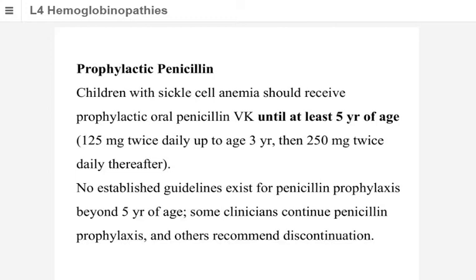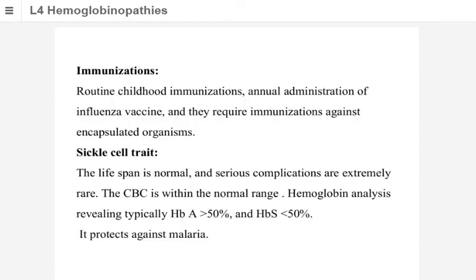Prophylactic penicillin. Children with sickle cell anemia should receive prophylactic oral penicillin until at least 5 years of age: 125 mg twice daily up to 3 years and 250 mg twice daily thereafter. No established guidance exists for penicillin prophylaxis. There are many controversies, whether to continue for life or to stop at 5 years.